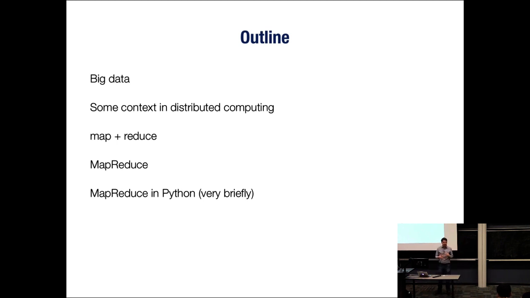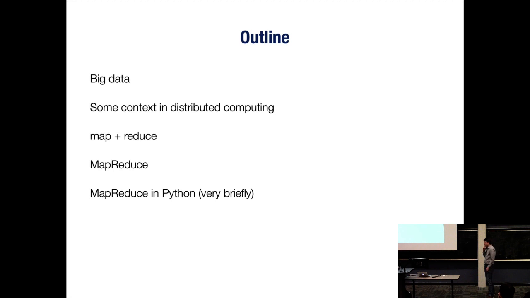And then I'll provide a little bit of context in distributed computing. This is not a history of distributed computing. This is how I see the path of computing and distributed computing evolving as it relates to data science. And people can fill in the gaps or disagree with my personal take on it, but I'm going to give my take on it.